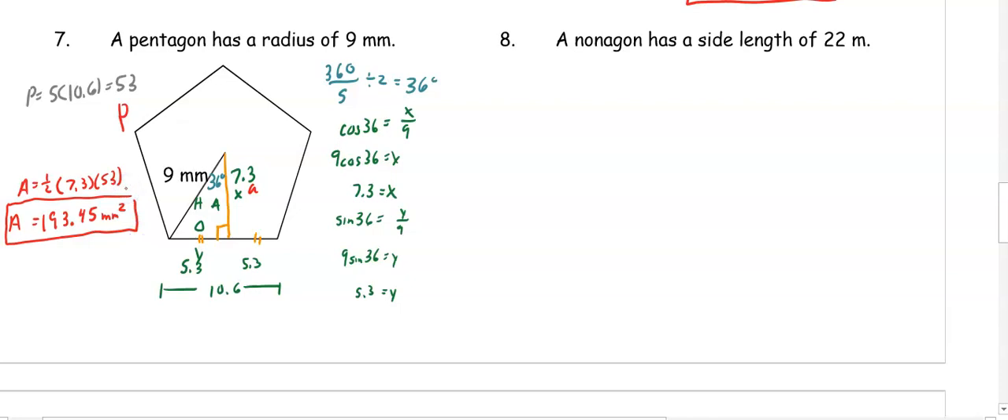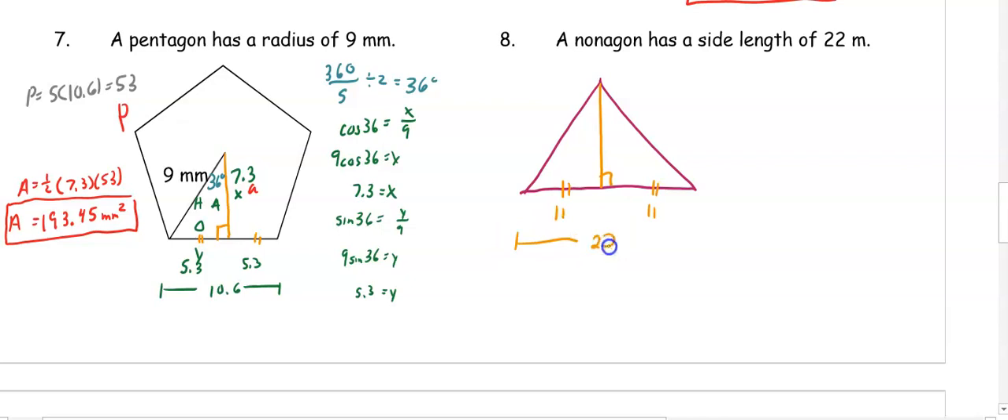Number 8, a nonagon has a side length of 22. So we don't need to draw the whole nonagon. All we need is a triangle. So when we set up our triangle, we have our triangle of our nonagon. We can draw in the apothem, and we know that that splits the side that's 22 into 11 and 11. So to get the angle at the top of our nonagon, we have 360 divided by 9 divided by 2, which will get us 20 degrees.